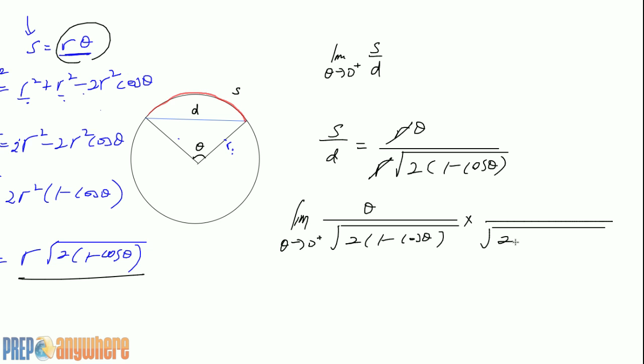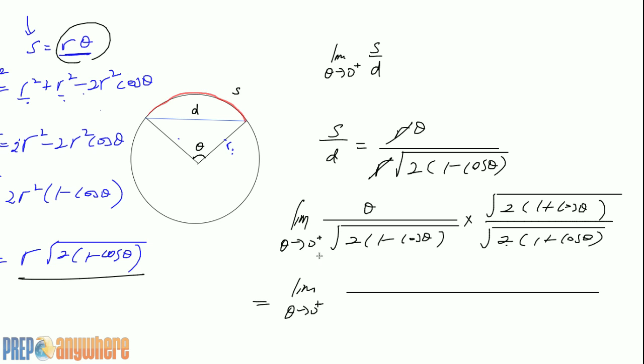exactly the same: 2, 1 plus cosine of theta. I chose that because it's going to make the bottom relatively much simpler than what we originally had. So we get 2 times 2, which is 4. The square root of 4 is 2. Under the square root, we have 1 minus cosine of theta times this, which is going to become that.